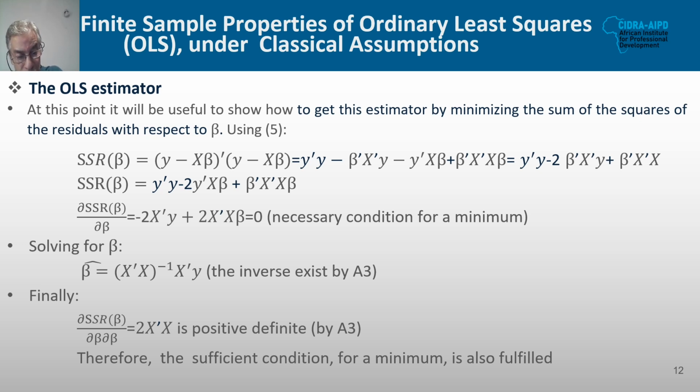Next, what we have to do is check if we are in the presence of a maximum or a minimum. We take again the second partial derivative of the sum of square residuals with respect to beta, and we know that that expression is positive definite. Therefore, we are in the presence of a minimum. This is the classical solution for getting the OLS estimator. There are other techniques, like the maximum likelihood estimator or, nowadays, gradient descent, that can give you the same results.